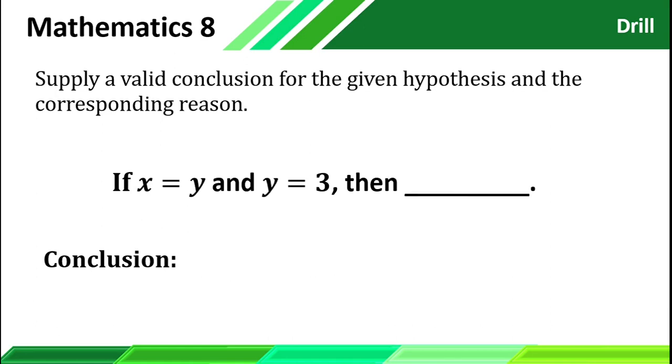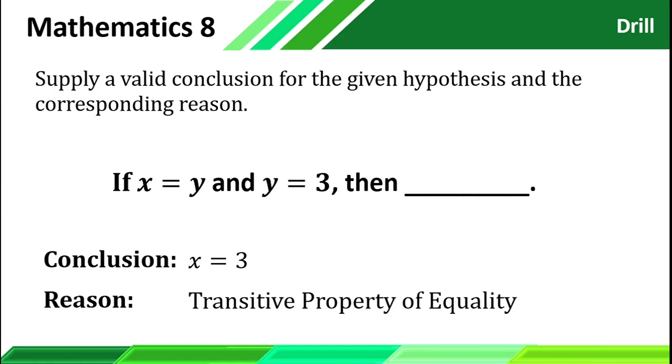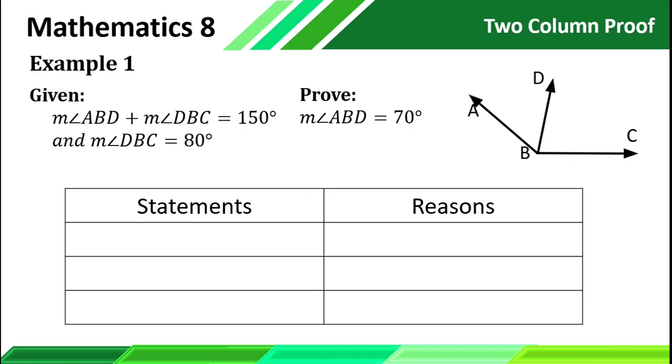And lastly, if x is equal to y and y is equal to 3, then we can say that x is also equal to 3. What is the reason behind this? It is because of the transitive property of equality.